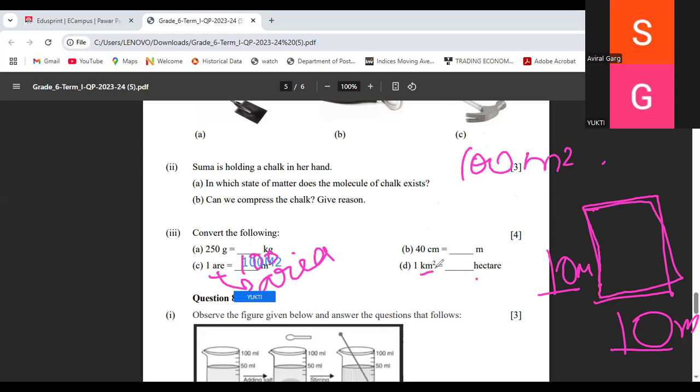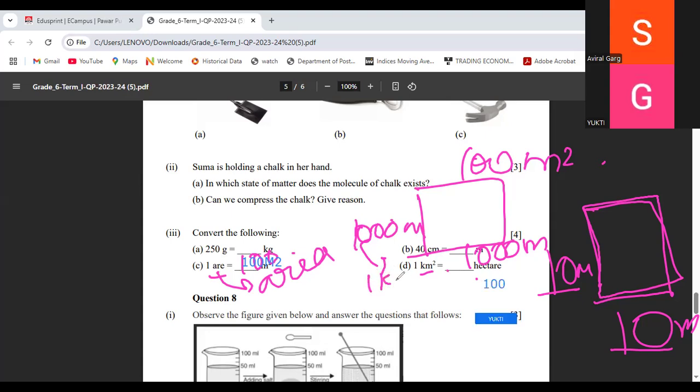1 kilometer square is equal to dash hectare. 1 hectare is the area of a square of side 1000 meter. 1000 meter, 1000 meter. We will convert this into kilometer, okay? 1 kilometer, 1 kilometer. So 1 into 1 is 1. Oh, wait. They have asked us about 1 kilometer square to hectare. So what we will do here, we have gone wrong here.